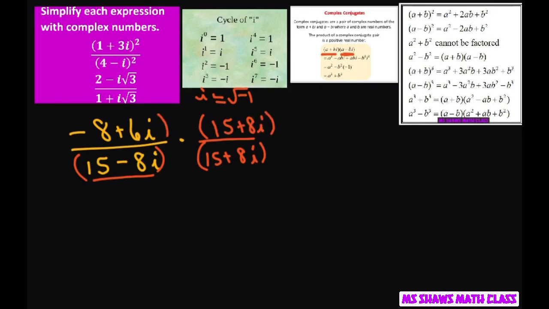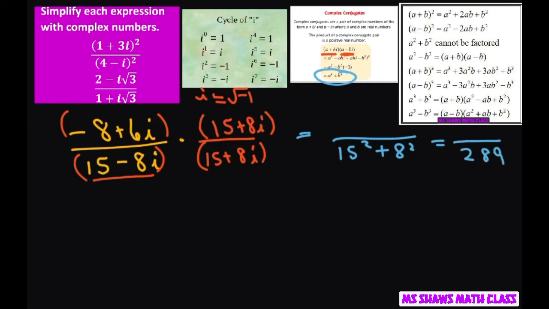Okay, so the denominator is easy because we're just going to use this formula. So your A is 15, so square it. Your B is 8, so square it. So this is going to end up being 225 plus 64, which is 289.